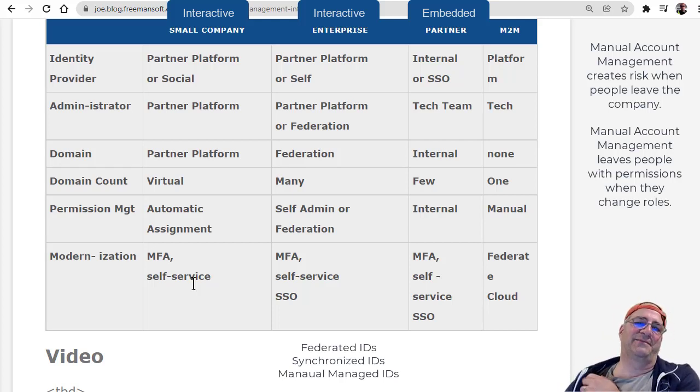And it's really kind of weird. It's multi-domain, but it's not really domain-based. It's sort of virtual domain-based inside the partner platform, right? And I'm going to say always, when we're doing modernization, we really want MFA and self-service for all of these. Anything that doesn't have a self-service platform, like password resets, anything else, you are just making work for yourself.